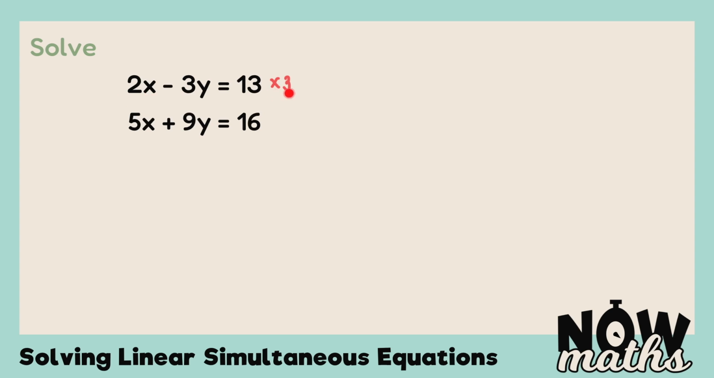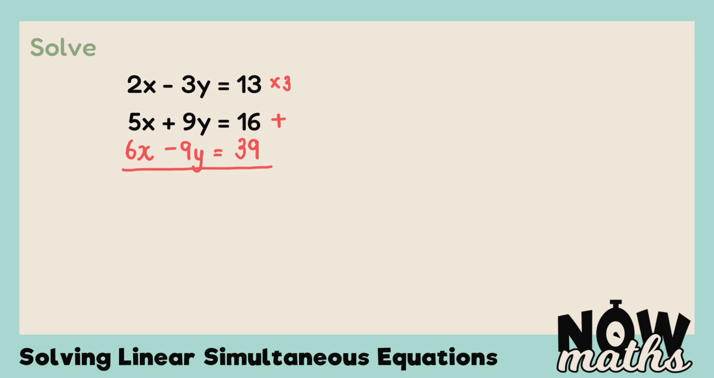So 2x multiplied by 3 would give us 6x. Then negative 3y multiplied by 3 is negative 9y. And finally, 13 multiplied by 3 is 39. Now if we take a look at this equation and the one directly above it, we can see that we've got a 9y term in each, where one is positive and the other is negative. To be able to eliminate these, we need to add the equations together.